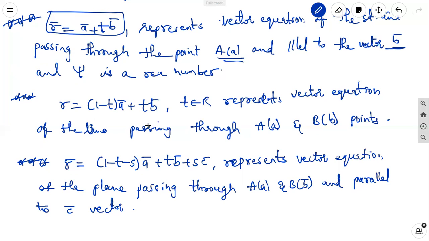These three are the same as the addition of the vectors only. First, A vector plus t B vector represents the vector equation of the straight line passing through one point and parallel to another vector. (1 minus t) into A vector plus t B vector represents the vector equation of the line passing through two points. Third one is R vector equal to (1 minus t minus s) into A vector plus t B vector plus s C vector. It represents the vector equation of the plane passing through the two points and parallel to another vector.